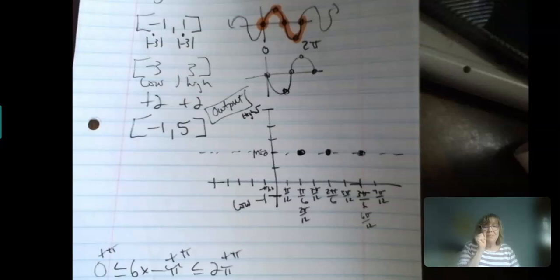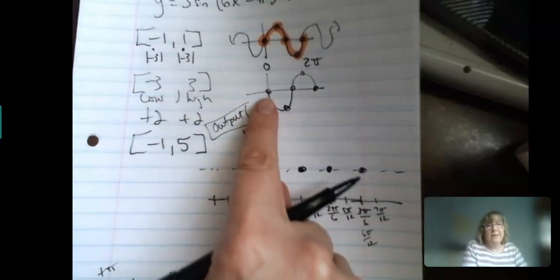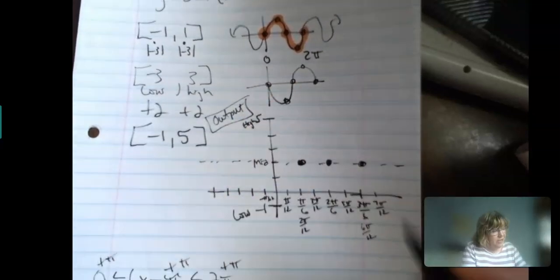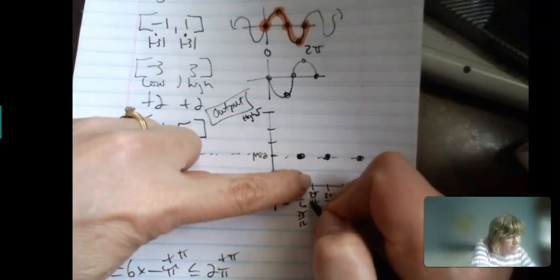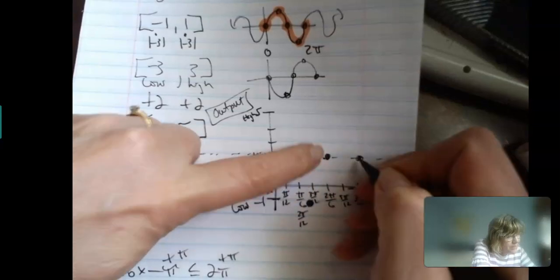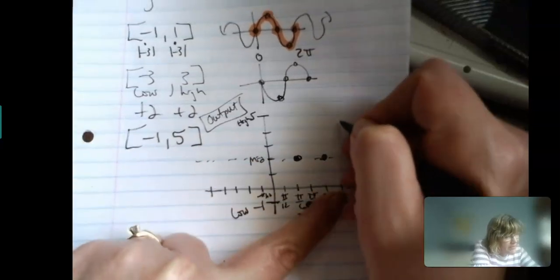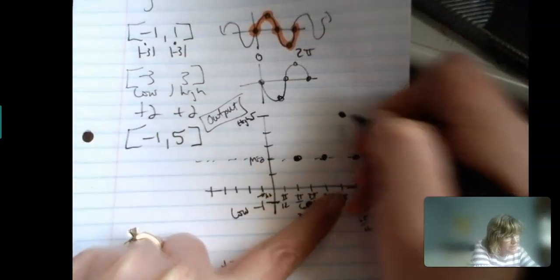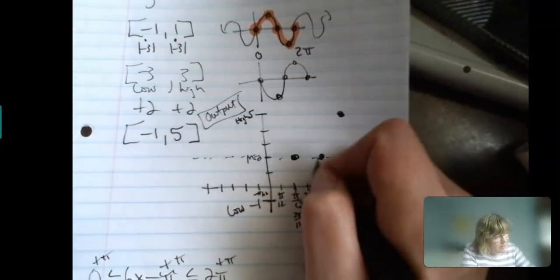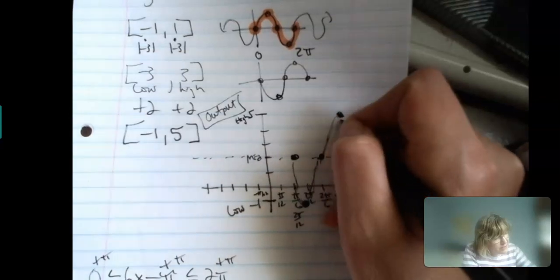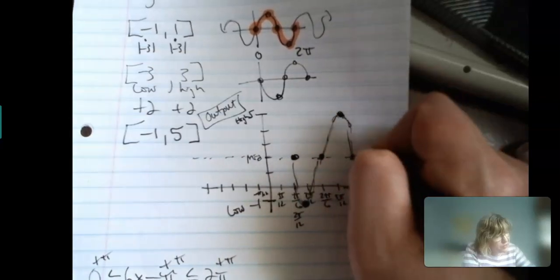Now, what happens between these two? Between these two mids, on this tick mark, I am going to have a low. And between these two, I'm going to have a high, because it's reflected. All right, so I have my 5 key points there, and I'm trying to make these not too pointy.